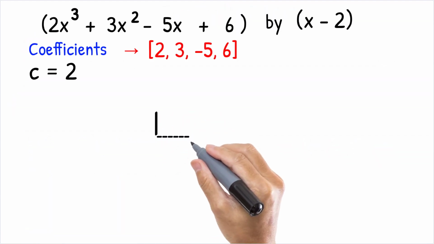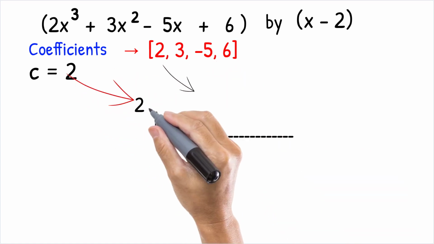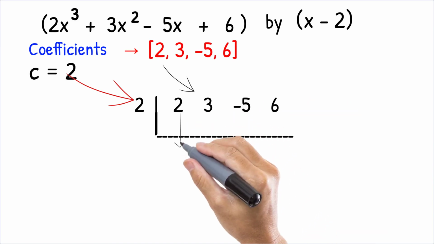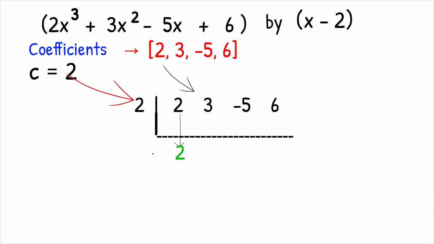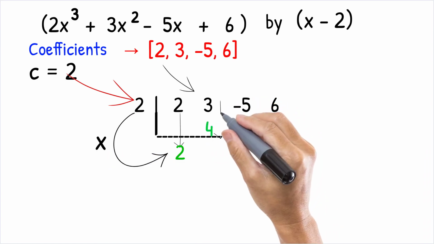Step 3. Perform synthetic division. Set up the division table. Write the c value here and the coefficients here. Bring down the first coefficient 2 directly under the line. Multiply 2 by 2 and write the result 4 under the next coefficient.